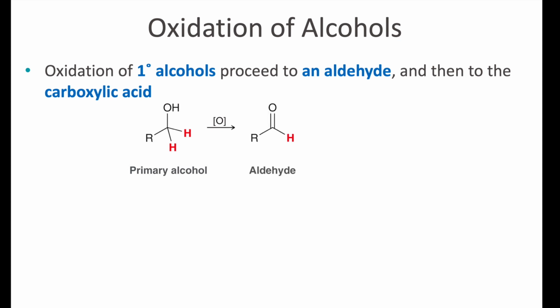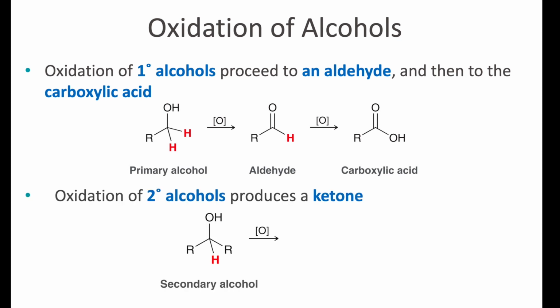Notice from this step to this step, you're adding one more bond to oxygen and then another bond to another oxygen. So from a primary alcohol, you can go to an aldehyde and to a carboxylic acid. If you start from a secondary alcohol, however, there's only one hydrogen to be replaced. So if you oxidize it, you only get a ketone. You can't replace that carbon-carbon bond. You can only replace a carbon-hydrogen bond. So if you are a secondary alcohol, you stop at a ketone.